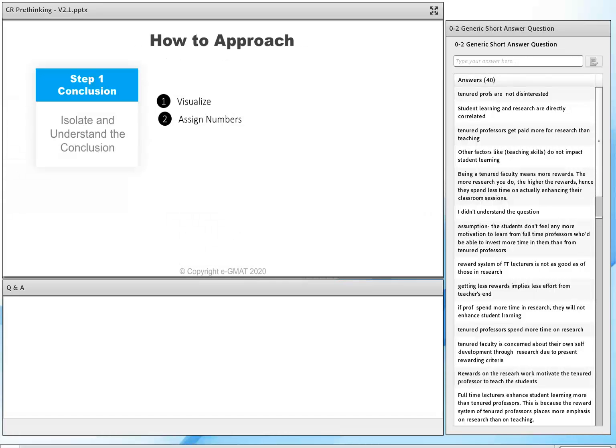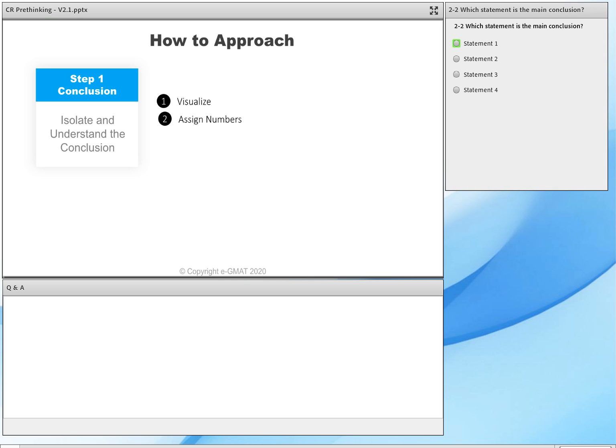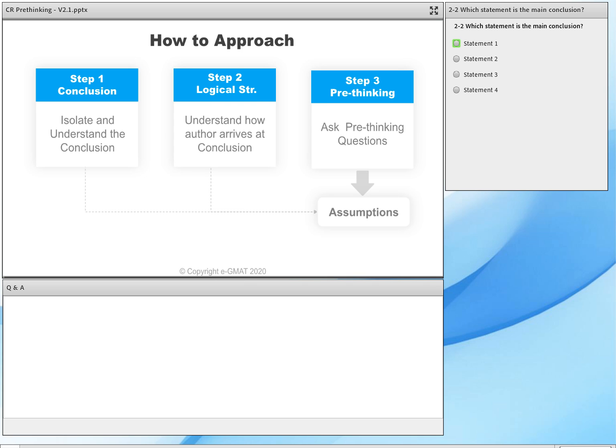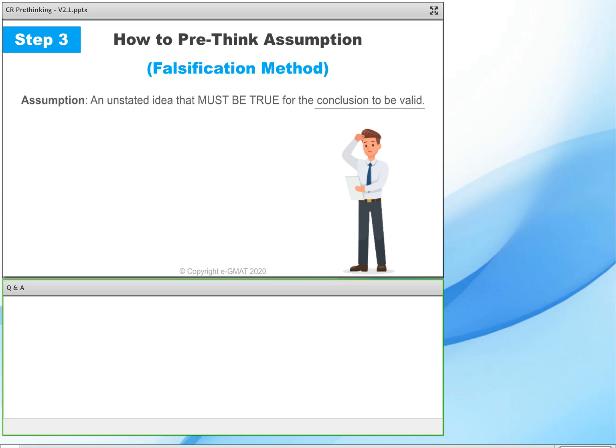Okay, the first thing we're going to do is understand which statement is my conclusion, and we're going to visualize this. So the first thing we're going to look at is identifying the conclusion. All right, so I have a poll question over here, and the question asks which statement is the conclusion. I'm going to show the entire passage, but before that, hold on. I want to talk about the pre-thinking method before I talk about this.